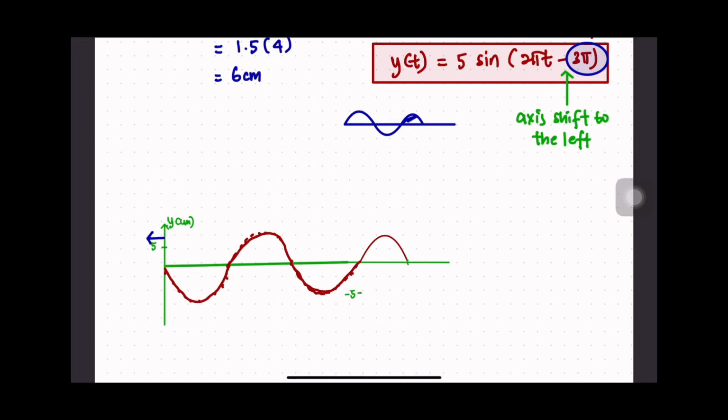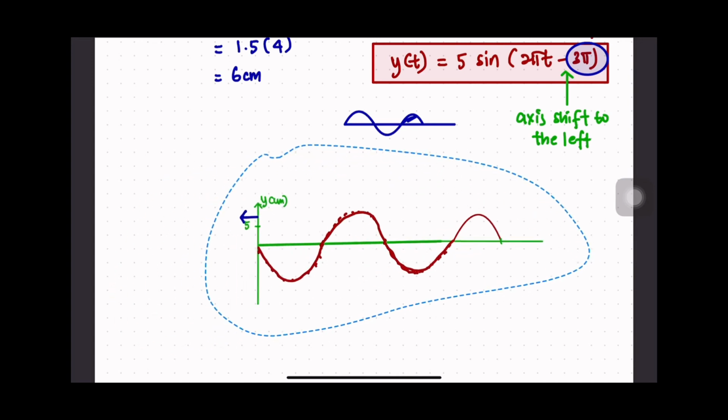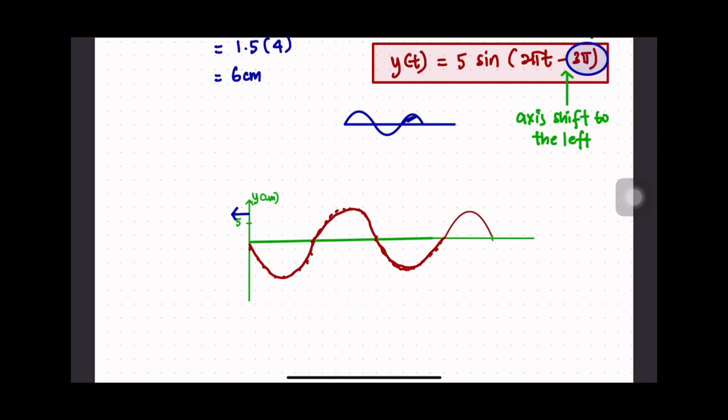Alright, so ni lah graf kita. So grafnya adalah graf negative sine. So this is y against t graph. So 1 second, 2 second, 1.5, 0.5. Okay. So just like that.